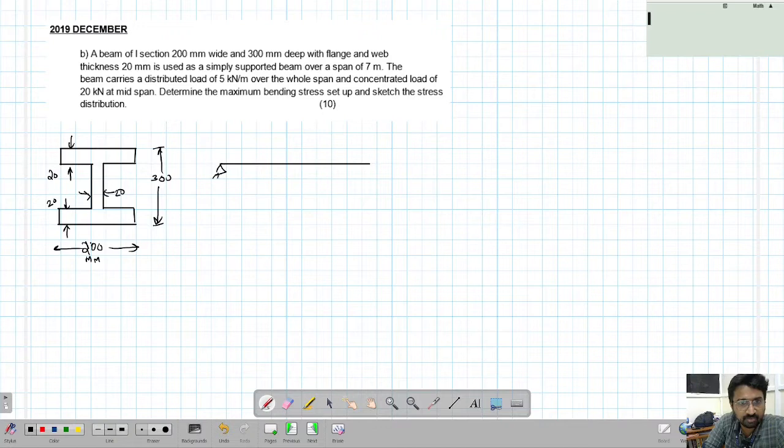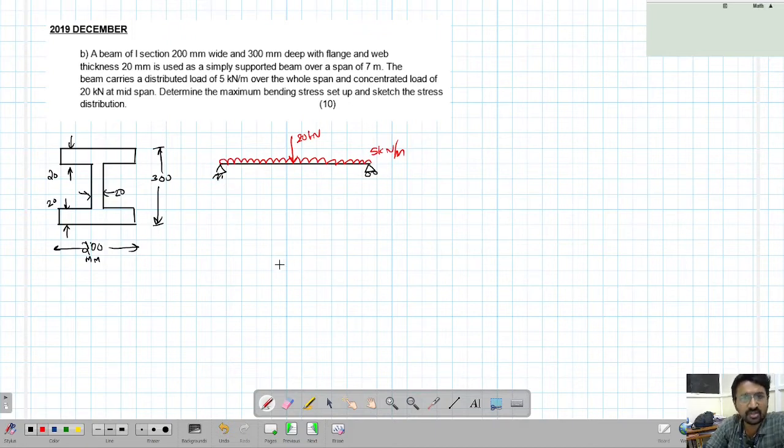So one end is pinned, other end is roller. Then there is a load on the beam. It is telling it's a 5 kN/m UDL. So this is 5 kN/m UDL and a concentrated load of 20 kN, okay, at the center. Now there are two loads. I think it is better if you calculate the bending moment and shear force. So bending moment will be maximum at the center because of the symmetry.